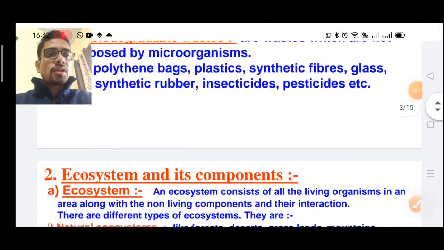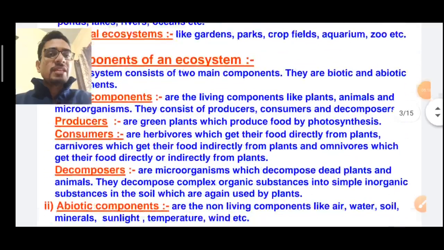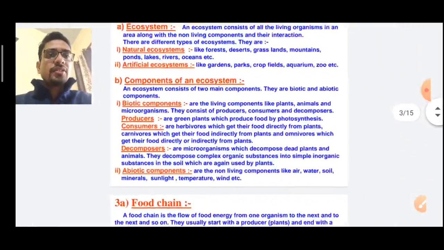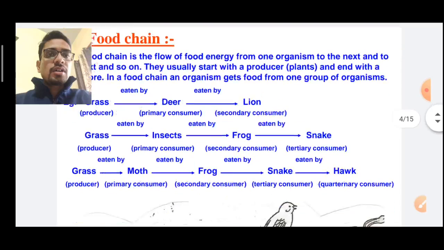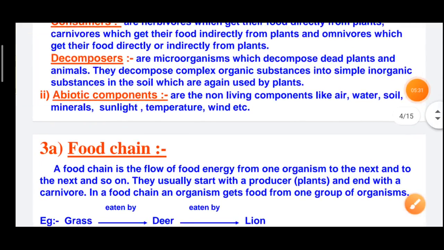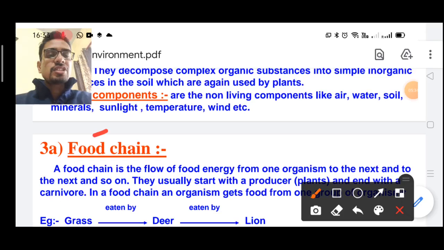Now one thing you may not be familiar with is food chain, trophic levels and food web. So what is a food chain? As the name suggests, food. As you know, food provides energy, so it is a flow of energy. A food chain is the flow of energy from one organism to the next.